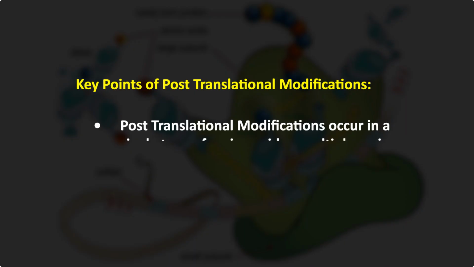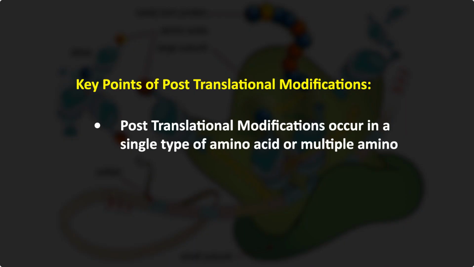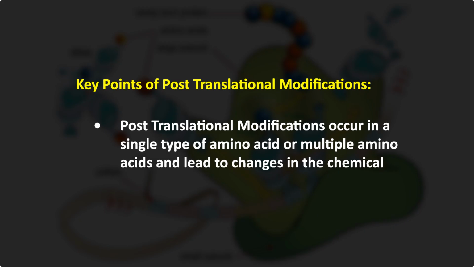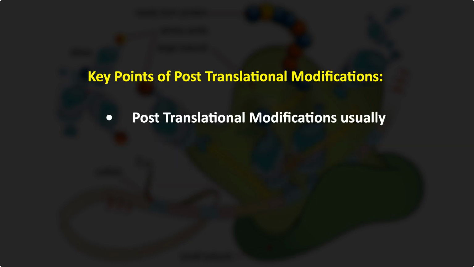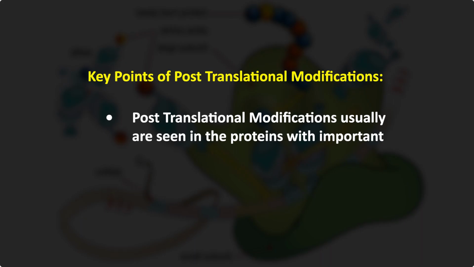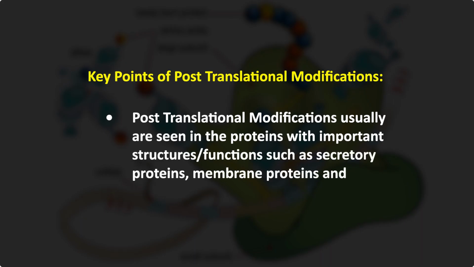Post-translational modifications occur in a single type of amino acid or multiple amino acids and lead to changes in the chemical properties of modified sites. Post-translational modifications usually are seen in the proteins with important structures or functions such as secretory proteins, membrane proteins, and histones.